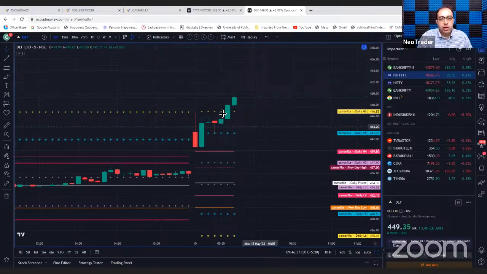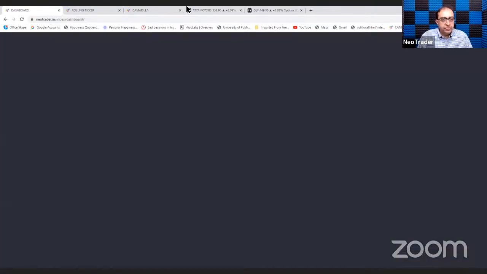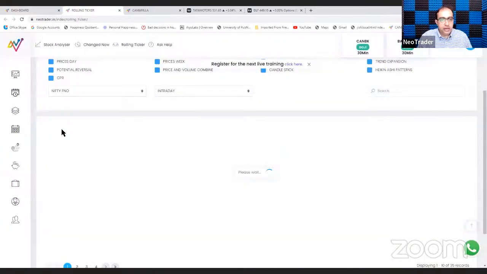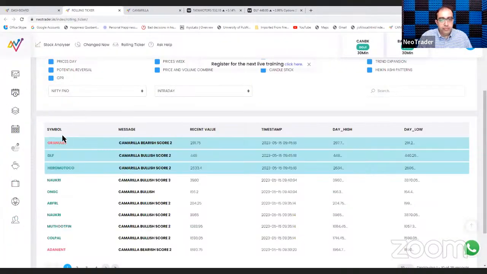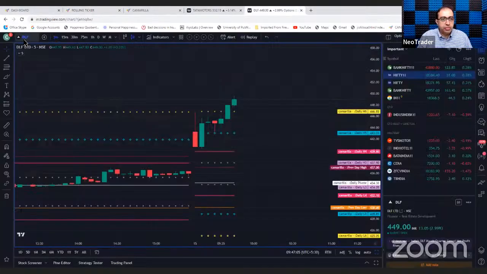Those who are of the aggressive variety can take DLF with a stop below this. With a stop loss below H6, you can take a trade. This is a very good trade possibility emerging in DLF. Let's take a look at some more names here. So as you can see that DLF is also moving. There is a sharp move in DLF, and this is a very good possibility emerging in DLF. Okay. Okay. Next is BEL.